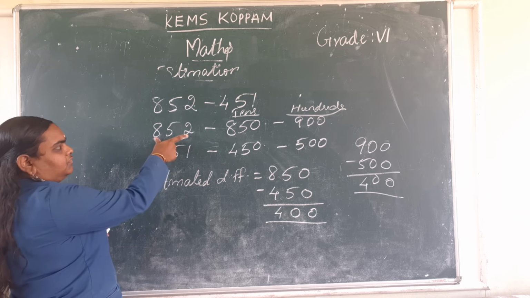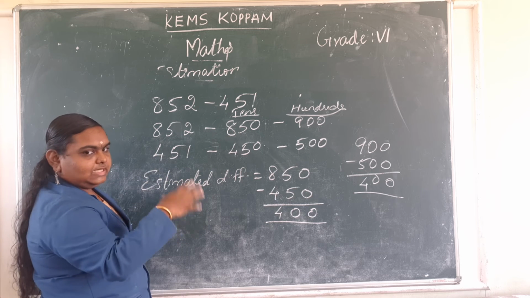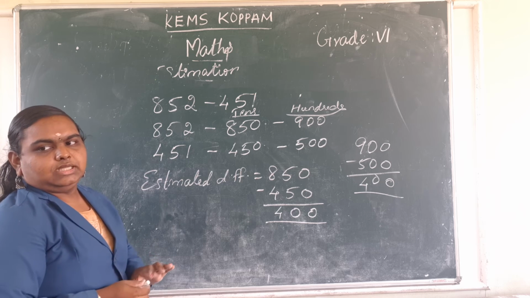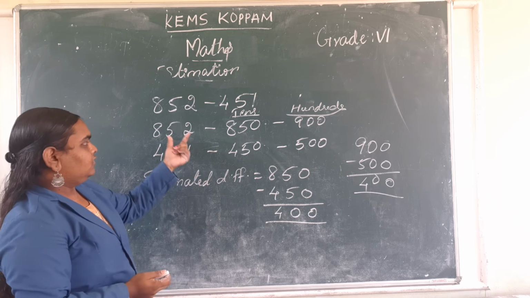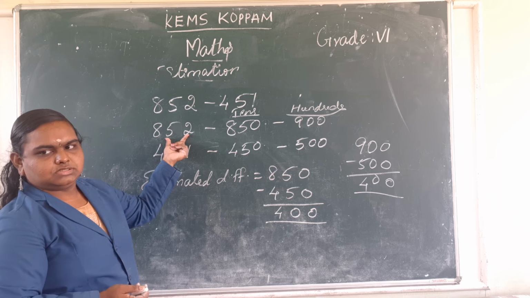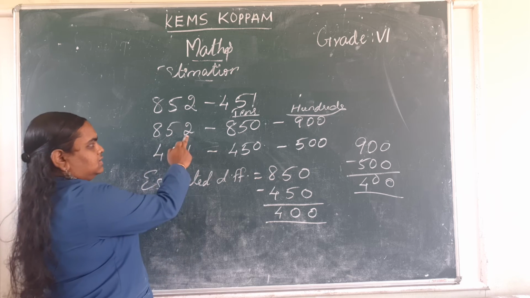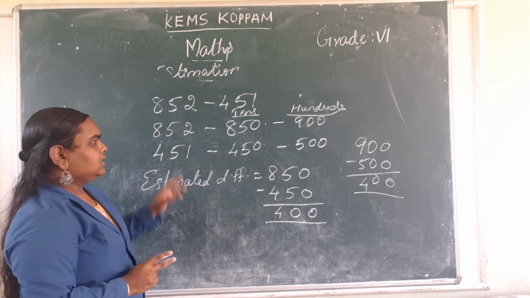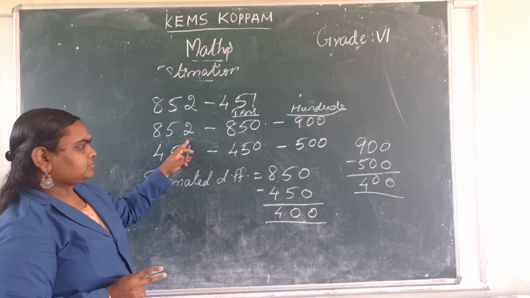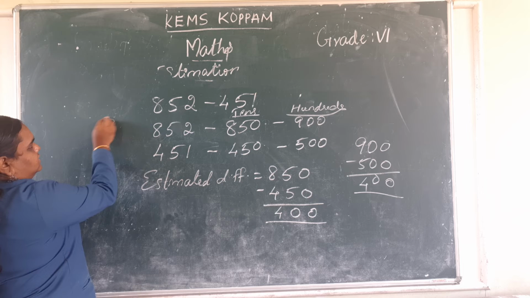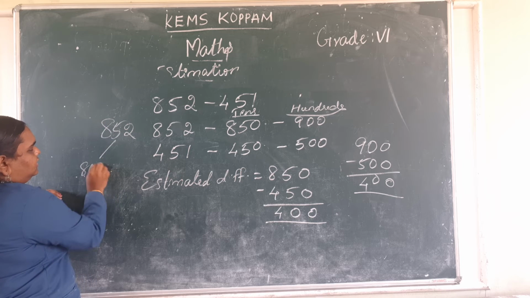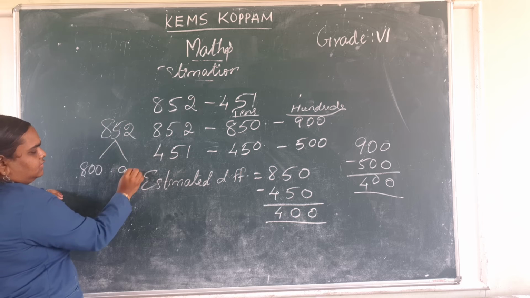So for the first one, I am taking tens. If you are taking tens, we can take only two digits, because this is ones and this is tens. So 852, we can easily learn, is in between 800 and 900.